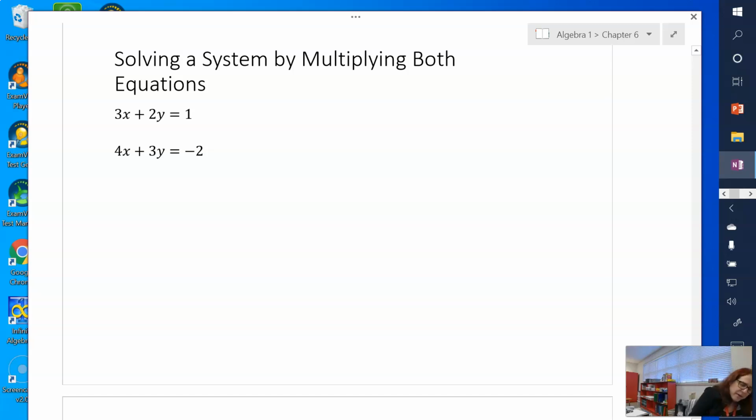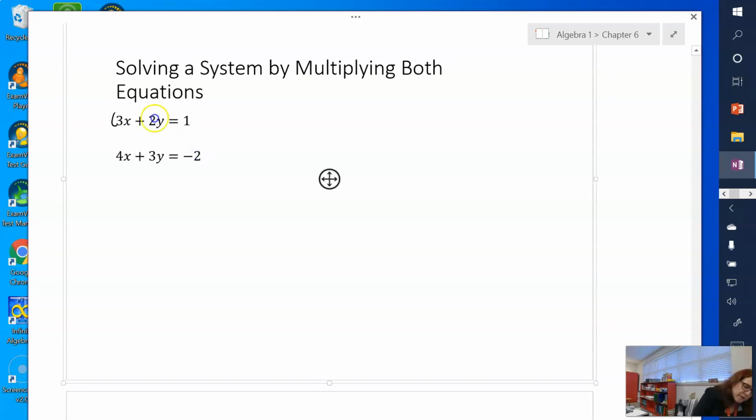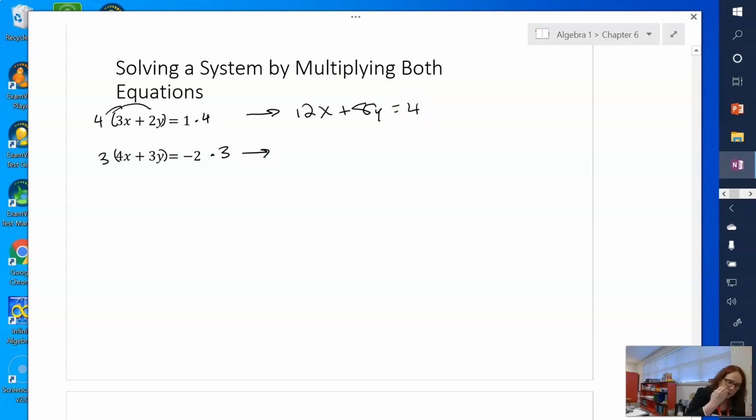So if I multiply my first equation by 4, and then I multiply my second equation by 3, I'm going to get this. Remember to distribute, so I get 12x plus 8y equals 4. And then my second equation turns into 12x plus 9y equals negative 6.